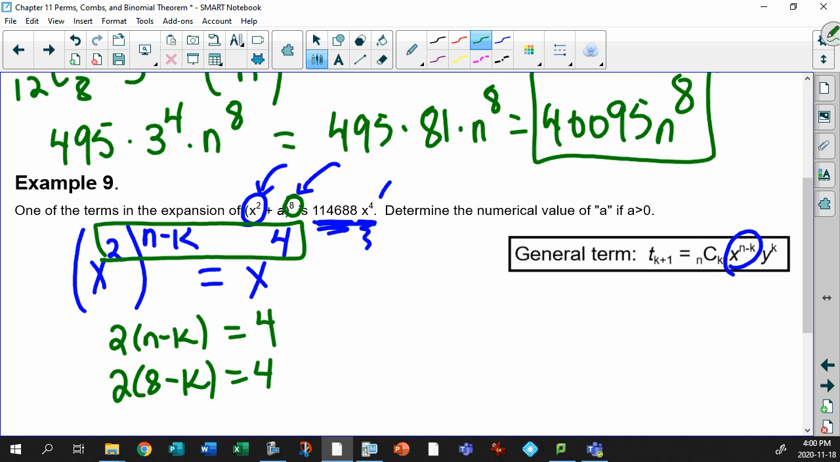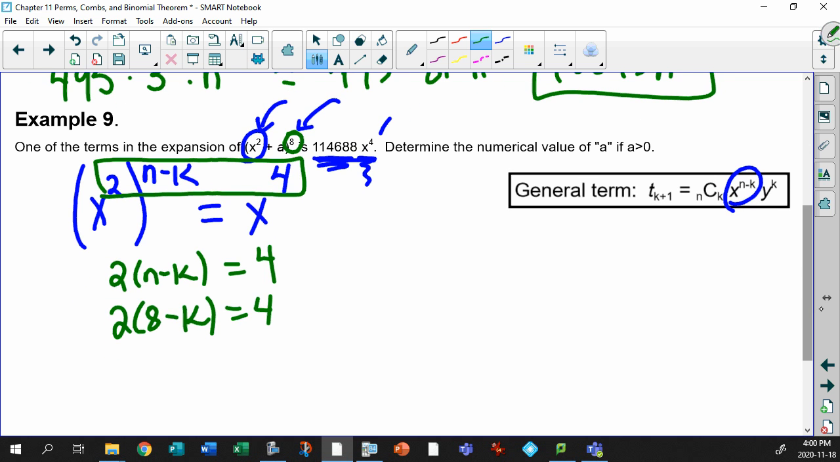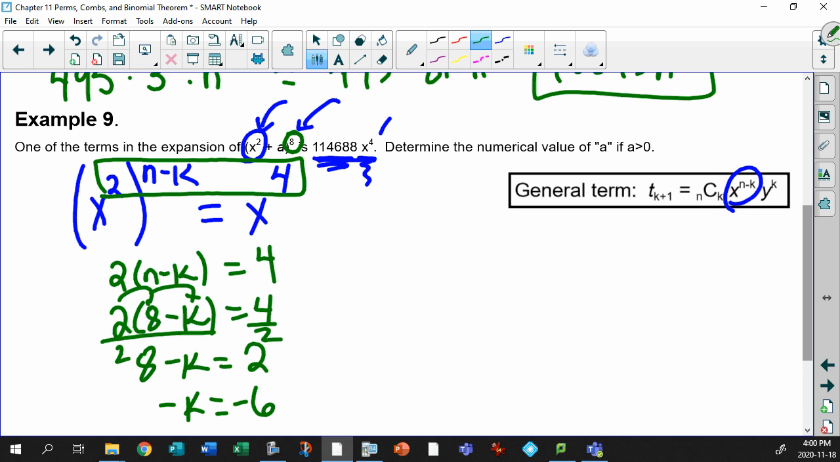Well, simplifying that is actually fairly straightforward. You can either distribute or you can divide out by 2 right now and say 8 minus k equals 2. It's dividing both sides by 2 right there. Okay? Bring the 8 over, you get minus k equals minus 6. So guess what? k equals 6, making life so much easier once you find that k value, right?